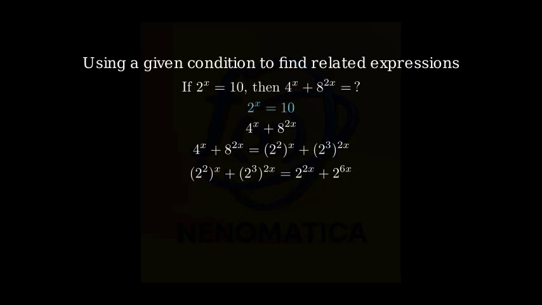Now, let's rewrite our expression a bit differently. We can express 2 to the power of 2x as the square of 2 to the power of x. Similarly, 2 to the power of 6x is the sixth power of 2 to the power of x. But we know that 2 to the power of x equals 10, so we can substitute 10 for 2 to the power of x. This gives us 10 squared plus 10 to the power of 6.